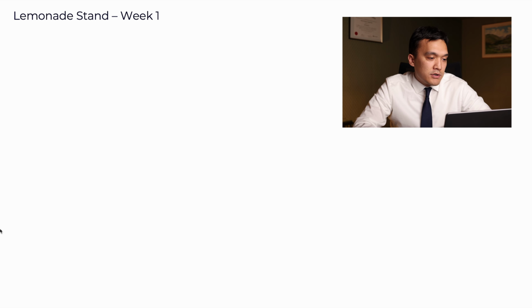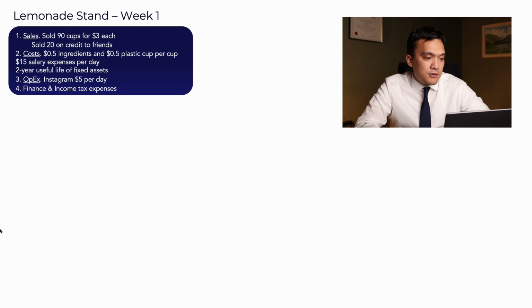Now let's have a look at week 1. So during the first week, we sold 90 cups for $3 each. We sold 20 of those cups on credit to friends. And our costs were 50 cents for ingredients and 50 cents of plastic cup for each cup. And we had $15 of salary expenses every day. And we have a 2-year useful life of our fixed assets. For our OPEX, we had Instagram expenses of $5 per day. And we had finance and income tax expenses.